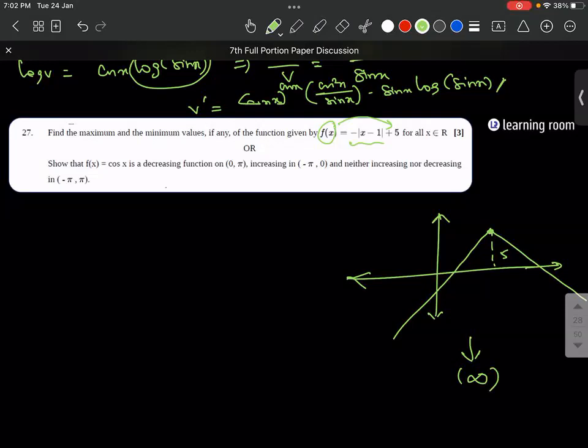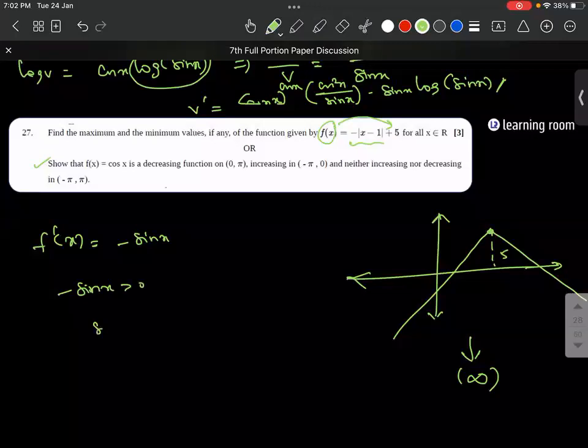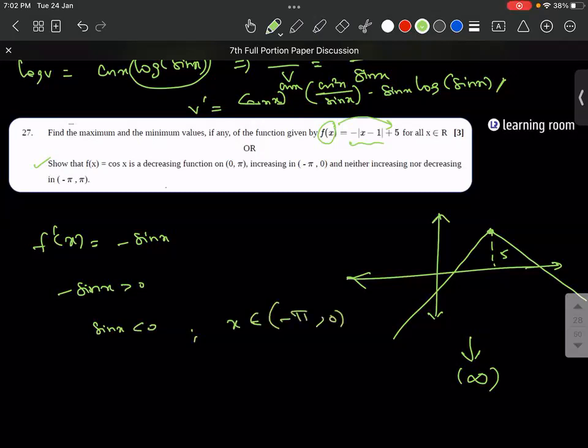Similarly, I hope you would have done this problem too, right? F of x is equal to cos x. So f dash of x is equal to minus sin x. Minus sin x greater than 0 implies sin x is less than 0, which happens between minus pi to 0. Whereas minus sin x less than 0 implies sin x greater than 0, so x belongs to 0 to pi. That's it.